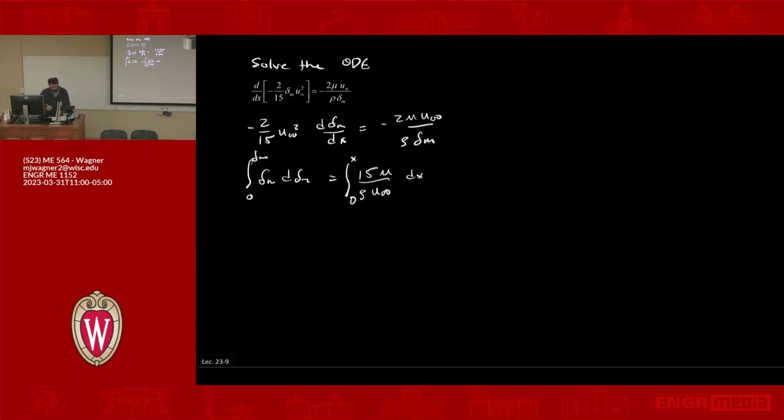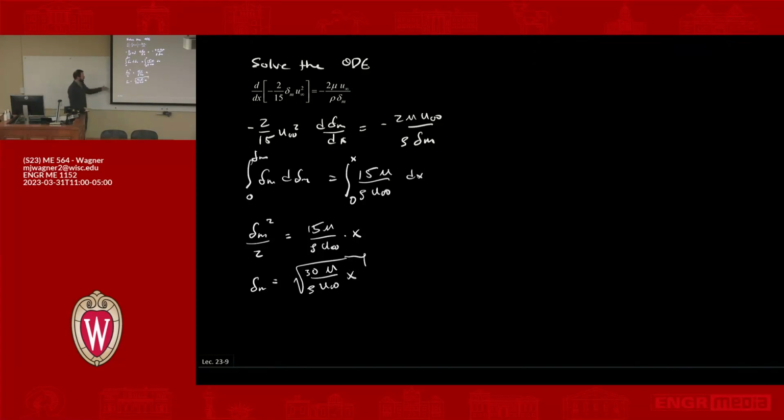Okay, so we do that. It's a definite integral. We end up with the expression delta m squared over 2 is equal to 15 times mu over rho u infinity times x. Solving then for delta m, we get delta m is equal to the square root of 30 mu over rho u infinity x times x. We've kind of done most of our job here. We now have an expression. Give me a position x, I can tell you the boundary layer thickness, right?